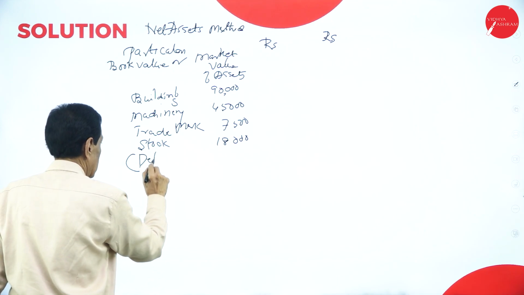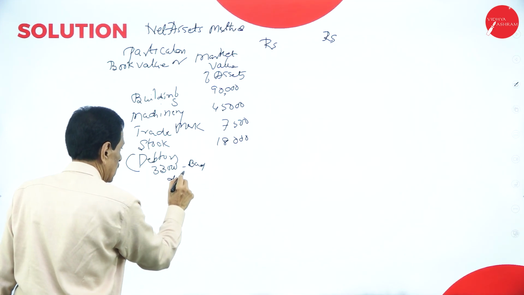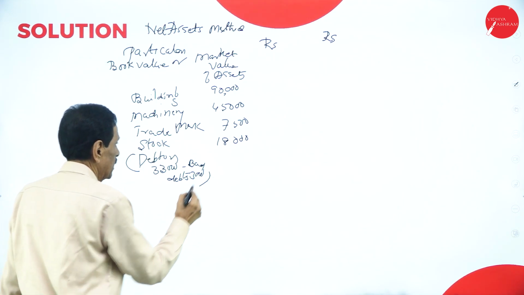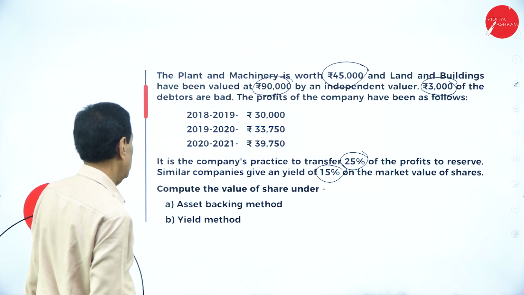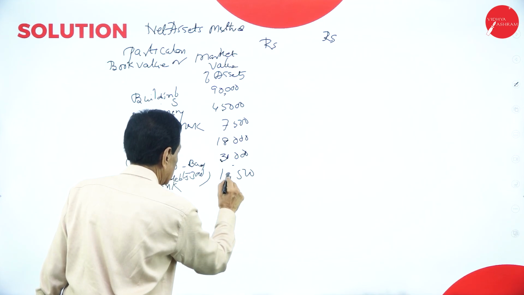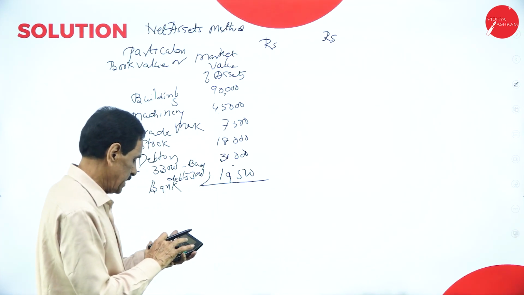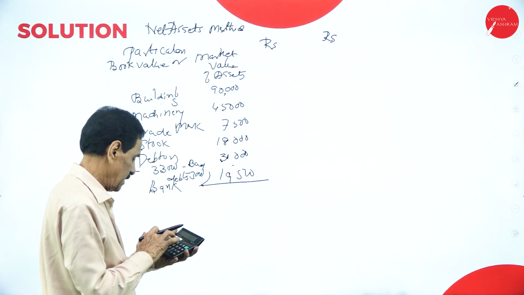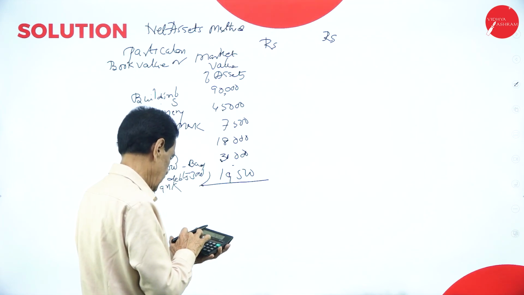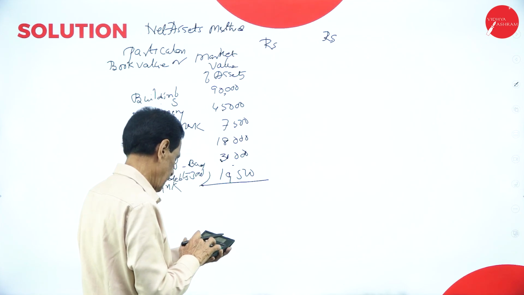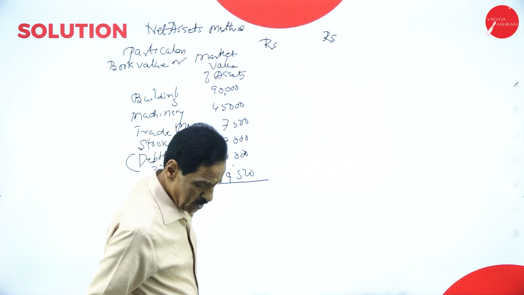Debtors 33,000 minus bad debt 3,000, 30,000. Cash at bank 19,500. Don't take profit and loss expense. Add the figures: 90,000 and so on, the total is 2,10,000.